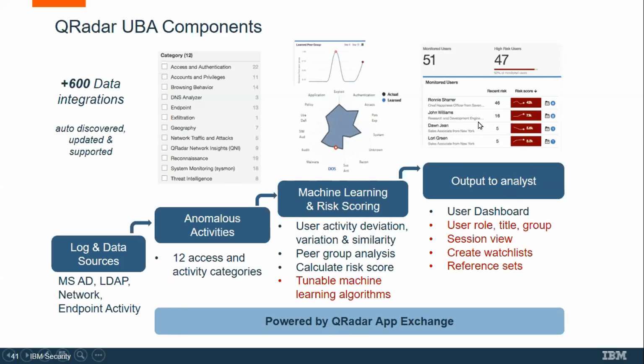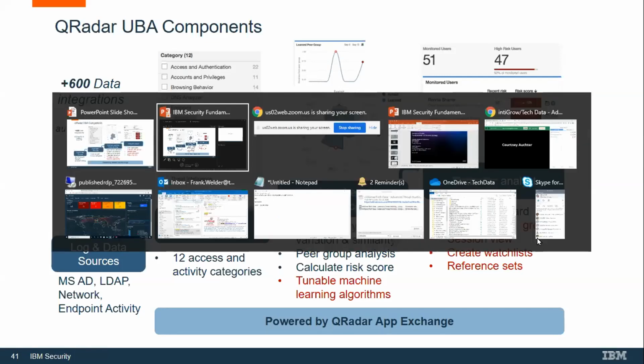So then I get all of the stuff coming together in a dashboard that an analyst can take a look at, and I can view it by user role, title, or session. I can create watch lists and reference sets associated with this. So now this is where all of my UBA components come into play for me.